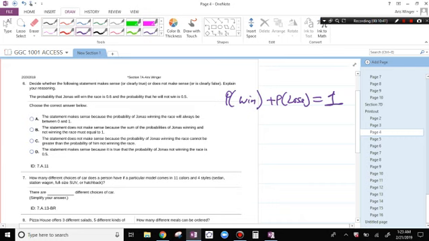Even if there are ties, the point is that 0.6 plus 0.5 is more than 1, and so you can't have two probabilities of an event adding up to more than 100%, and so this does not make sense. The statement does not make sense because the sum of the probabilities of Jonas winning and not winning the race must equal 1.